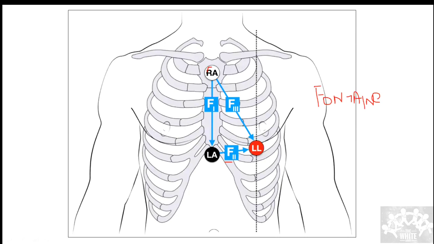This is similar. RA is placed here, LA is placed here, LL is placed here. This forms one more equilateral triangle. This is used when we want to diagnose arrhythmogenic right ventricular cardiomyopathy or dysplasia, ARVC or ARVD. Can someone tell what wave is seen? He'll ask you in the entrance exam, that's all.